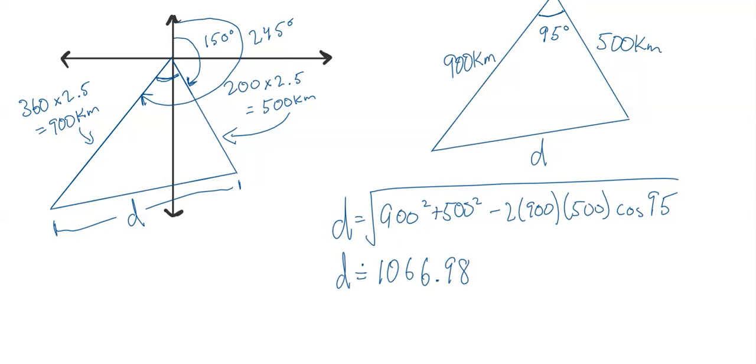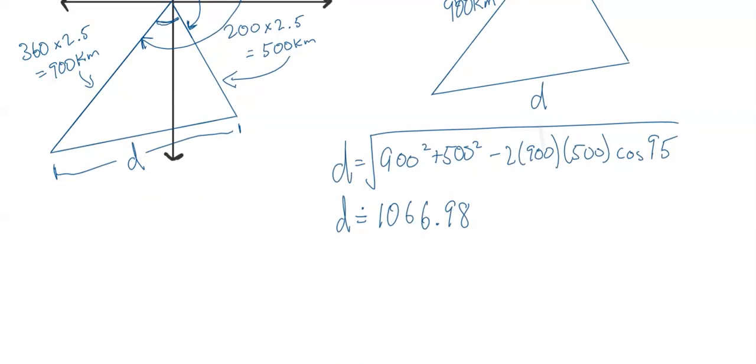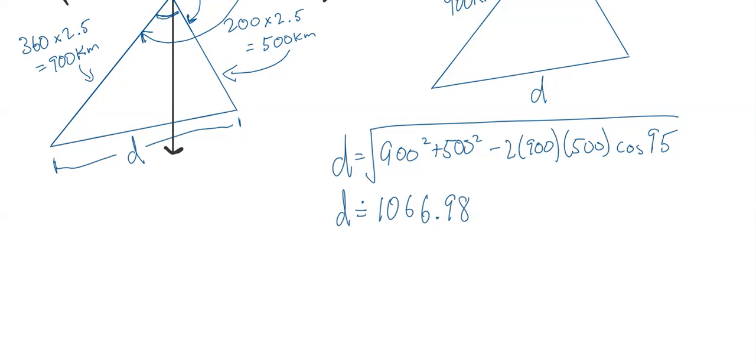And I got 1066.98. It doesn't say what to round to. Usually the questions will. This one happens not to. Again, who knows why they need to know this? Maybe there's a reason why they need to know it really accurately, but I would think that rounding to the nearest kilometer is probably good enough.